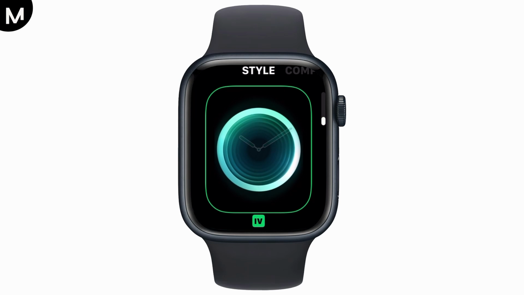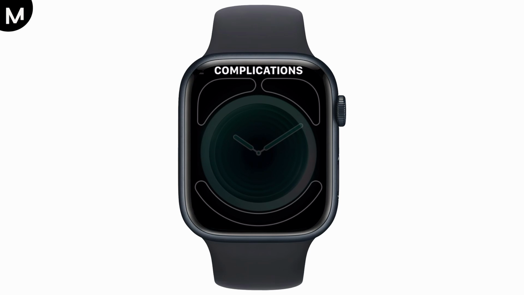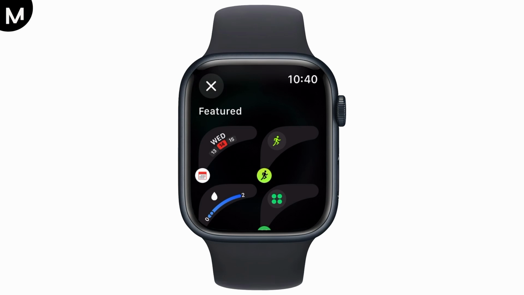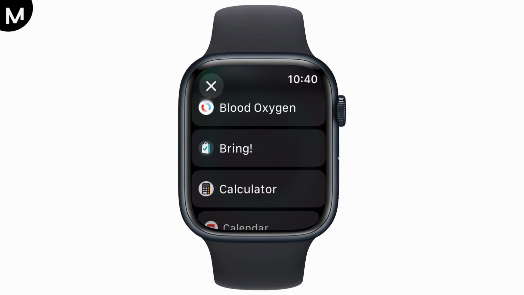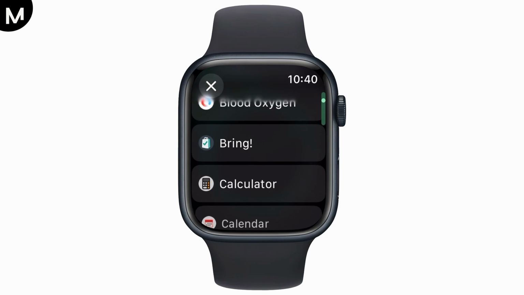After choosing a style, you'll land on the Complications page. This is where you customize which widgets or features show up on your watch face, like the date, time, activity rings, alarms, calculator, battery level, blood oxygen, and more.